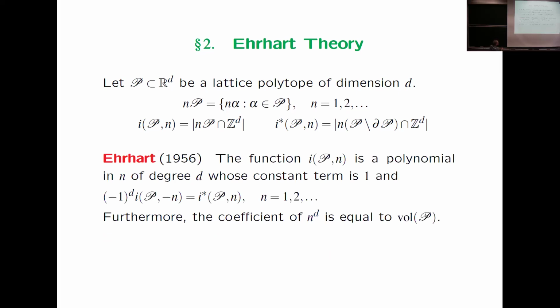So the function i(P, n) is a polynomial in n of degree d, and the constant term is 1. And this i(P, n), the number of lattice points in n times P, and the number of lattice points in n times the interior, are related. Since i(P, n) is a polynomial, we can put minus n for n, and (-1)^d i(P, -n) is exactly i*(P, n). Furthermore, the leading coefficient of n^d of this polynomial i(P, n) is equal to the volume of P.